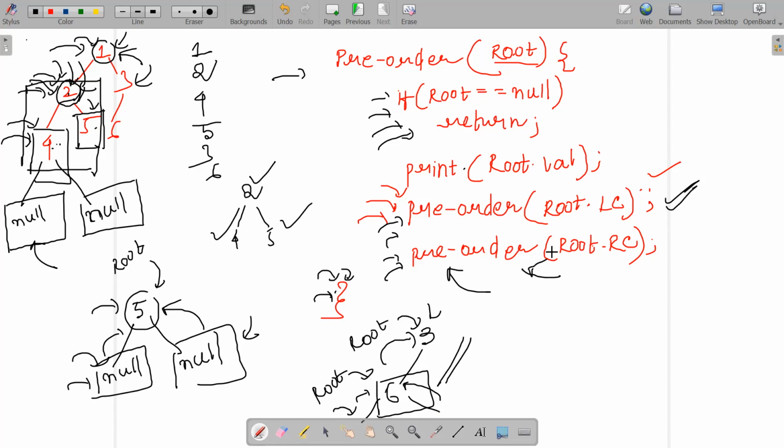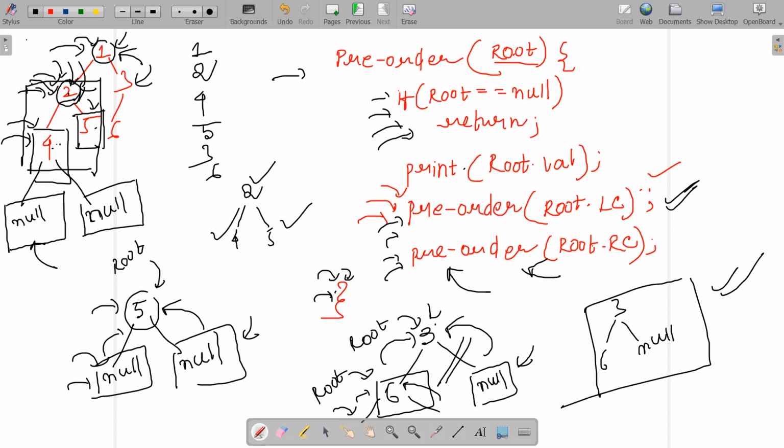Last function call. What is it? Perform the pre-order traversal on the right subtree of 3 that is rooted at null. It does not have any right child. So no right subtree. Correct? Okay, the base condition would be hit here. You would be coming back. Entire task corresponding to the subtree of 3 is done.